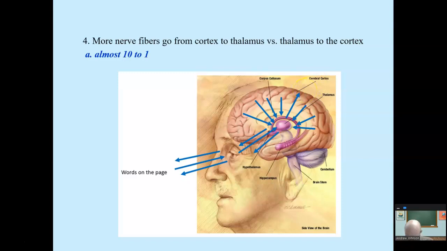But brain imaging shows that during the act of reading, almost 10 times more information is flowing from the cortex down to the thalamus than from the thalamus up to the cortex. This demonstrates that what's in the head is being used along with text clues to create meaning.